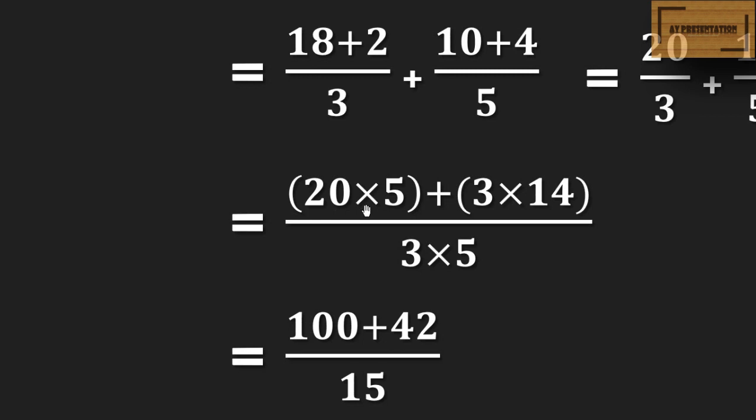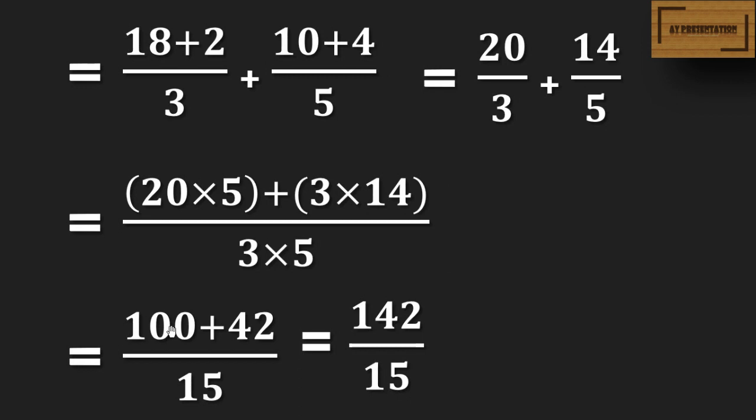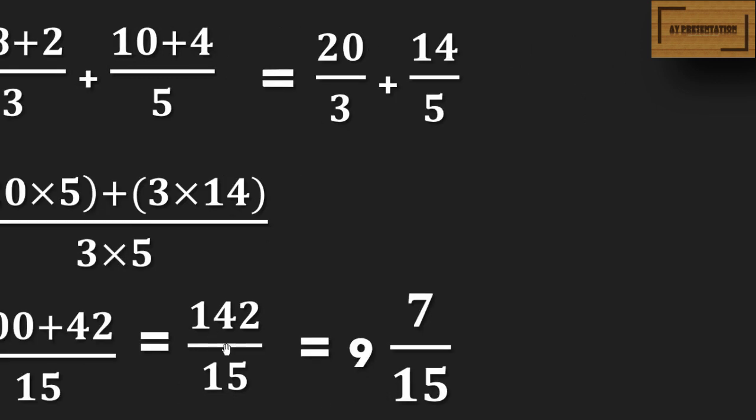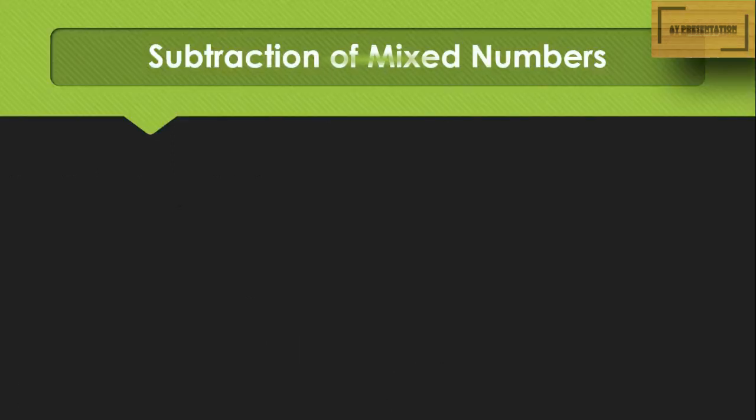Now here 20 multiplied by 5 is 100, plus 3 multiplied by 14 is 42, and 3 multiplied by 5 is 15. So 100 plus 42 is 142, and 15 as it is. So 142 upon 15 is an improper fraction, and that improper fraction converted into a mixed number is 9 and 7 upon 15. Now the next point is subtraction of mixed numbers.